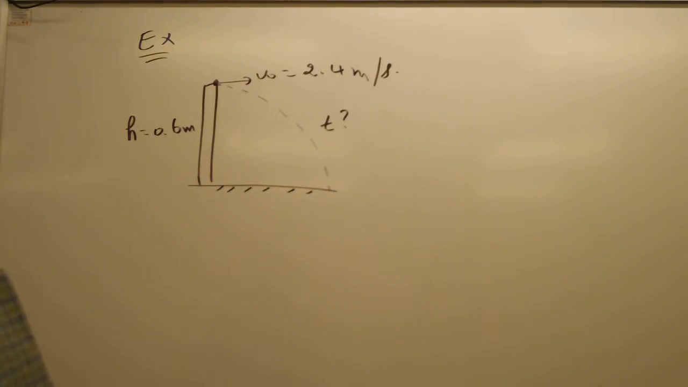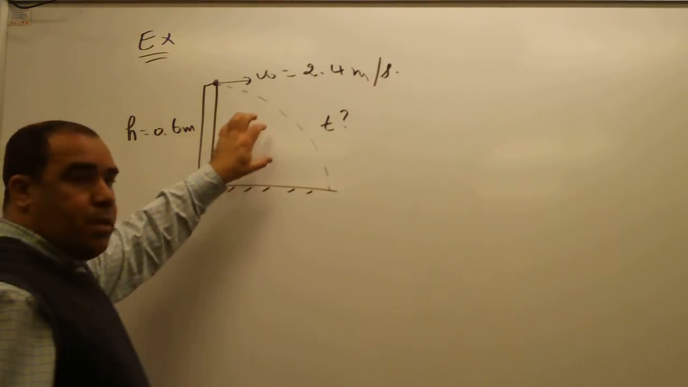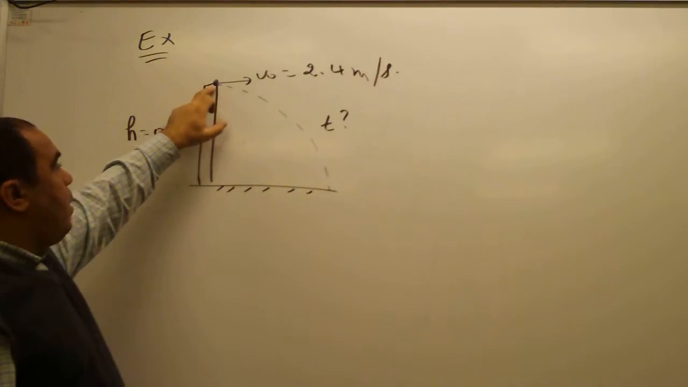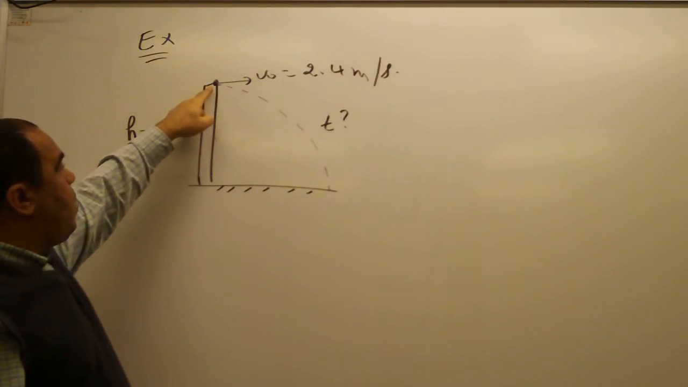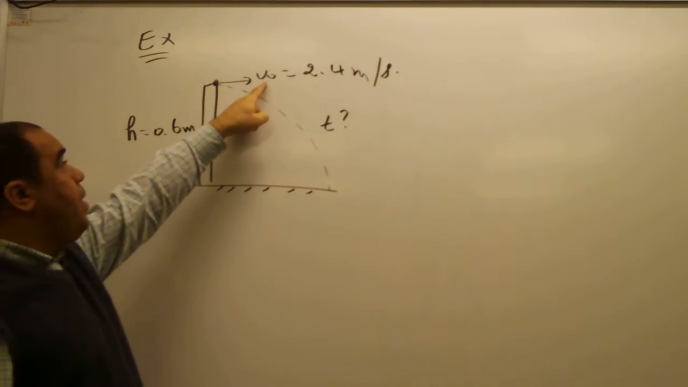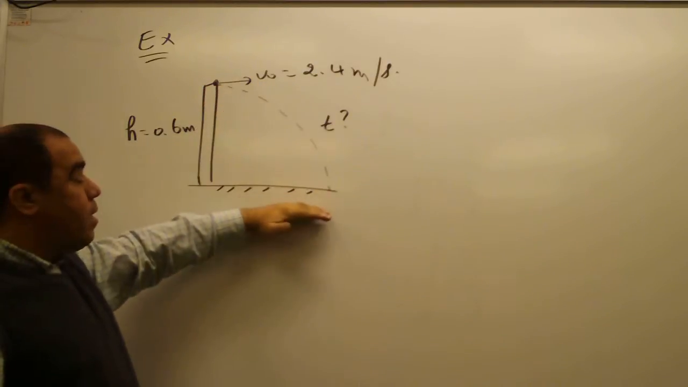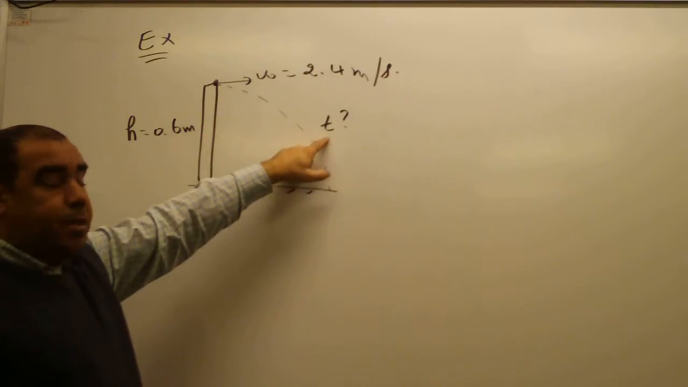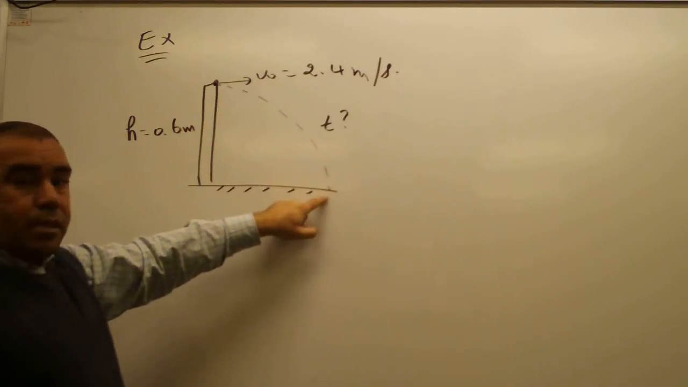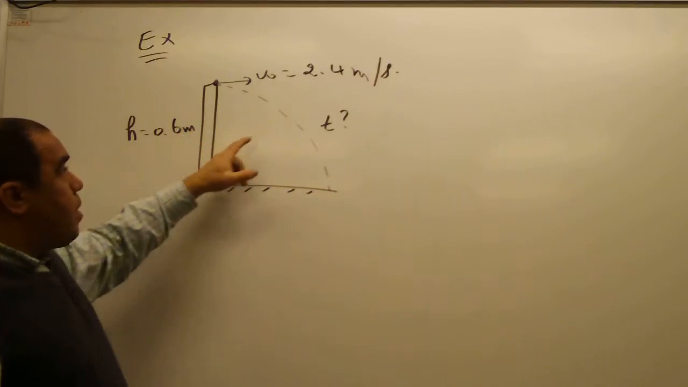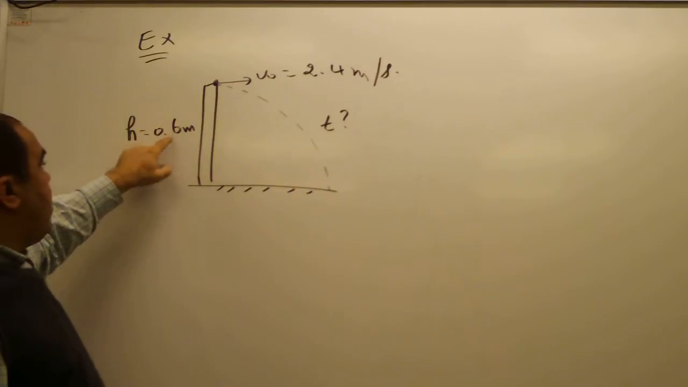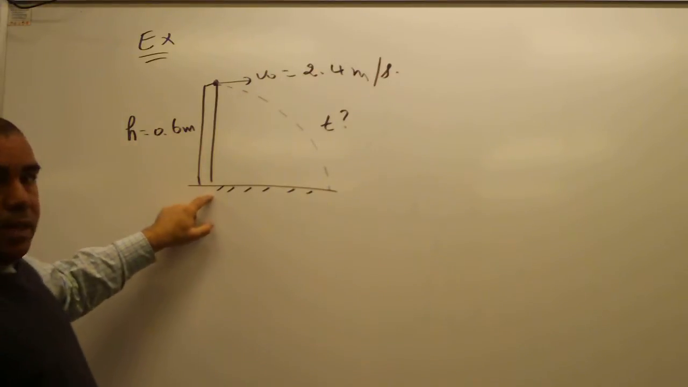So here is a typical example of how to solve a problem related to projectile motion. Here I have a ball on the building, and I'm going to launch this ball horizontally with V0 parallel to the x-axis. The question is, what is the time required for this ball to hit the ground? The initial conditions are V0 equals 2.4 meters per second, and it is located 0.6 meters above the ground.